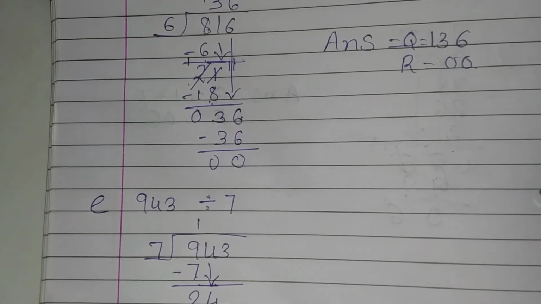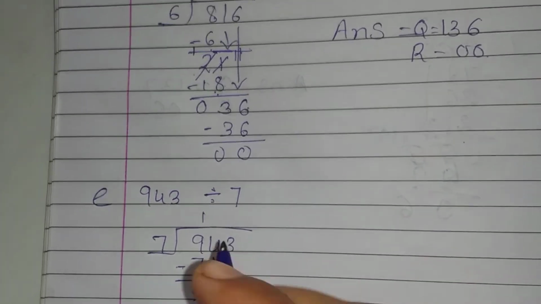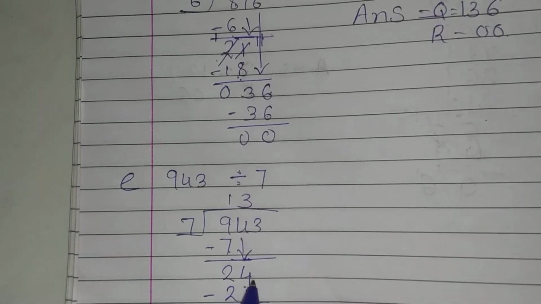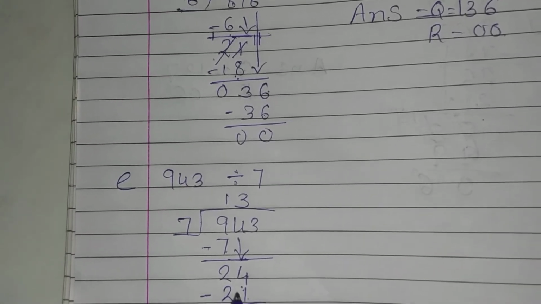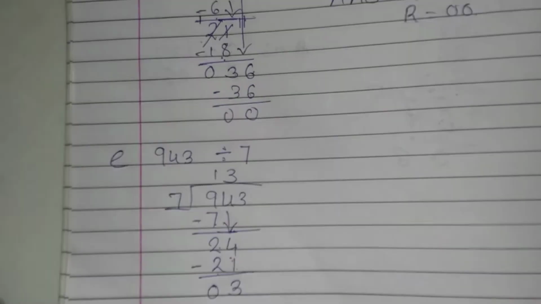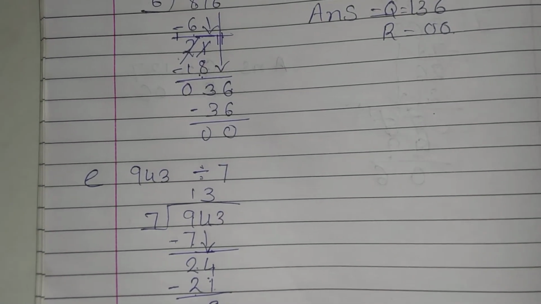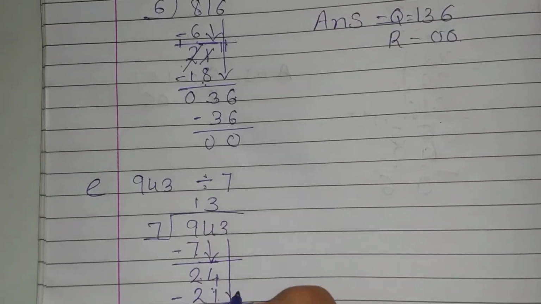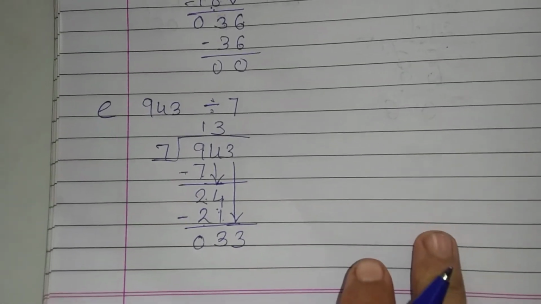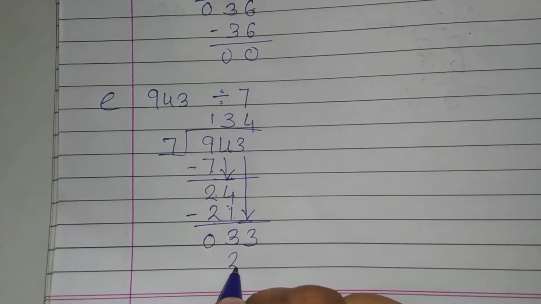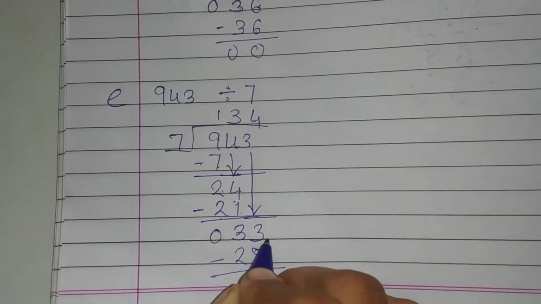7 fours are 28. 7 threes are 21. So we'll write here 21. 4 minus 1, 3. 2 minus 2, 0. Now bringing down 3. The next number is 33. 7 fives are 35. 7 fours are 28. So we'll use 28.